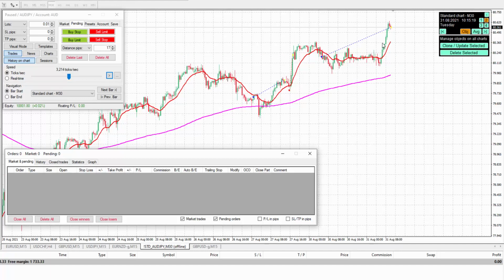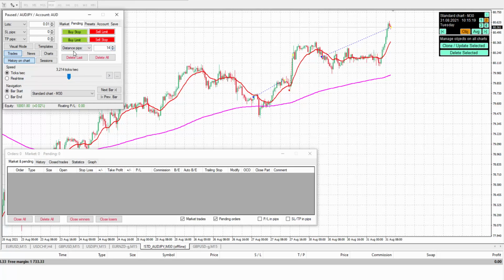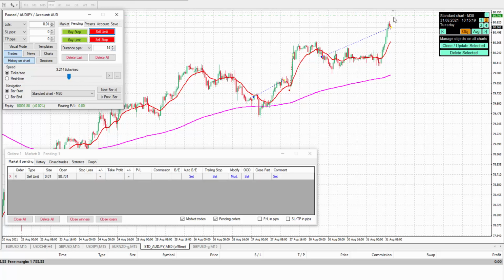Now I'm going to show you a sell limit order. A sell limit order occurs when we want to sell, but we want to sell at a better price. So the current price is here, but we want to sell it at, let's say, this level. So let's say we want to enter a sell order at 14 pips away. I'll set up the distance at 14 pips and I'll create a sell limit order. So it's a pending order. If the price touches this point, it will sell. Let's see what happens.